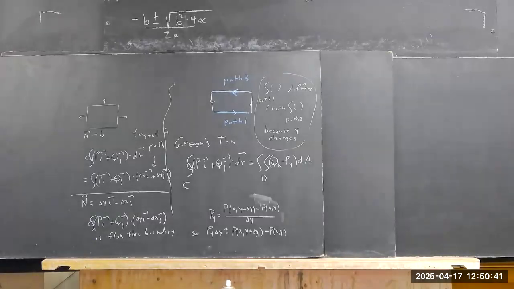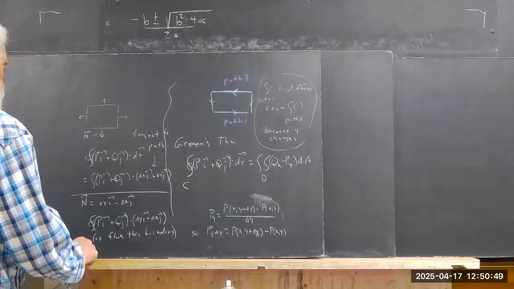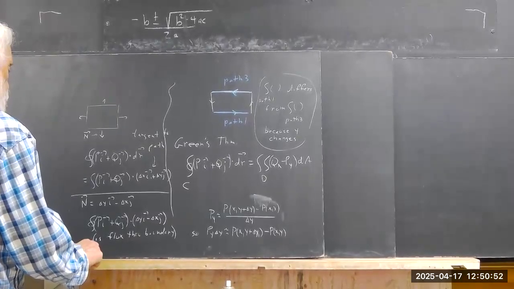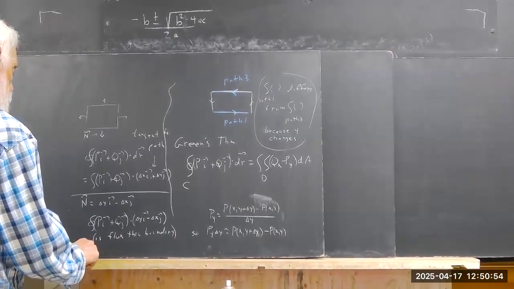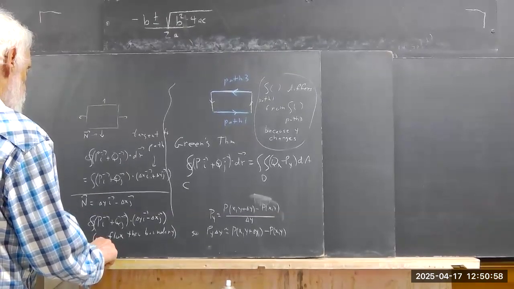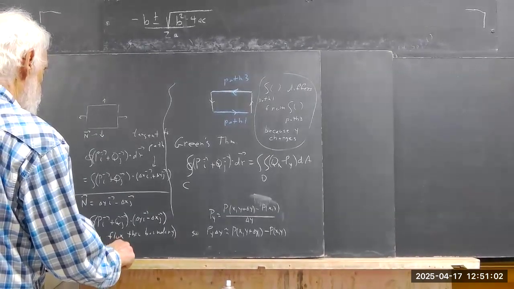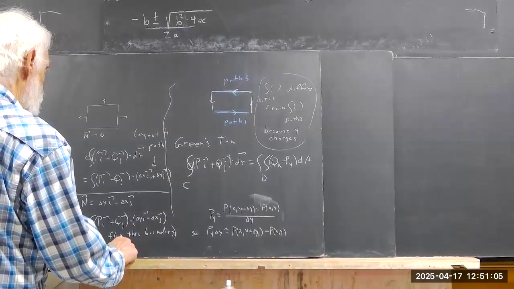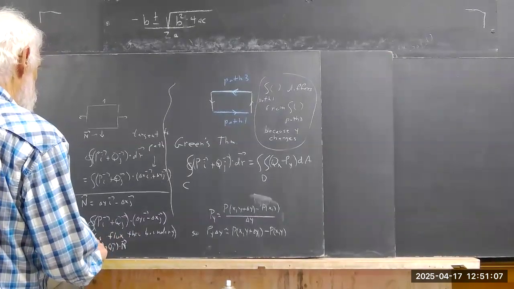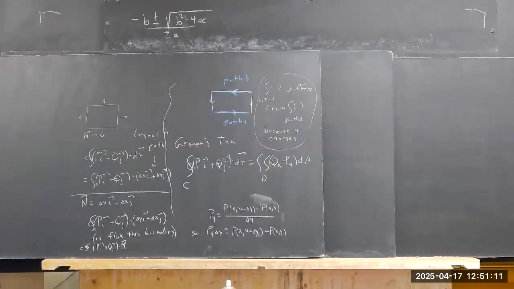That's the flux through the boundary. Okay. Is the integral of p i plus q j dot n. Okay.